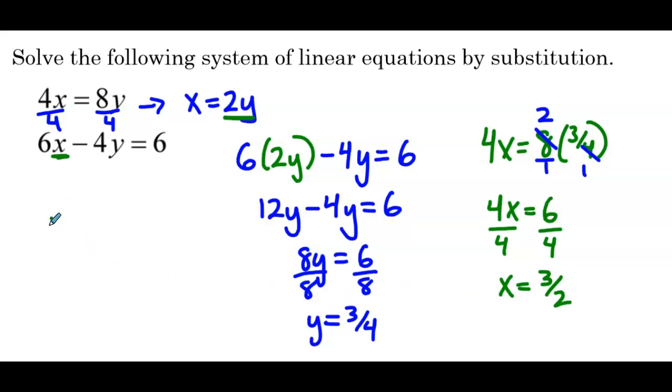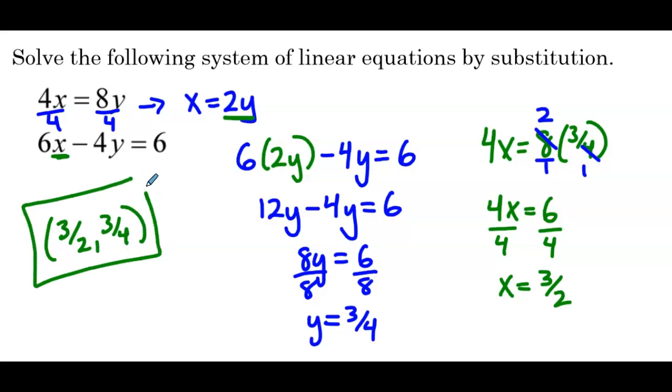So, writing it as an ordered pair, we have the point 3 over 2, 3 over 4. Now, just something to pay attention to is we want to make sure we're writing in the correct order, right? Because we solve for two variables, we want to write it x first and then y. Just a simple thing to watch out for.